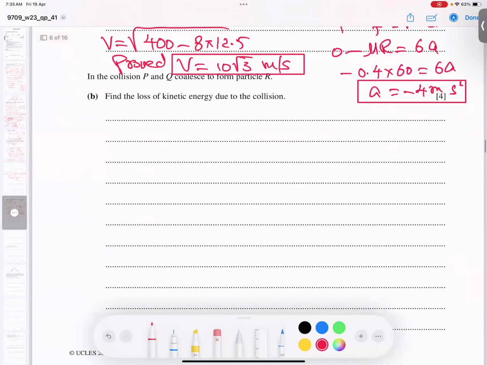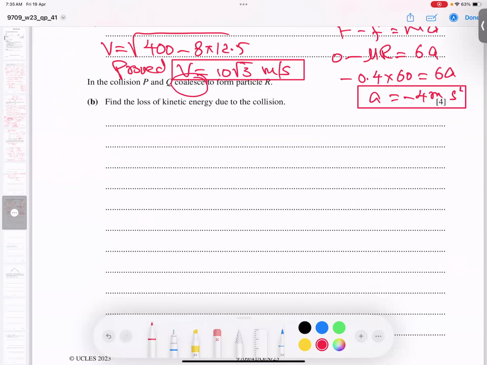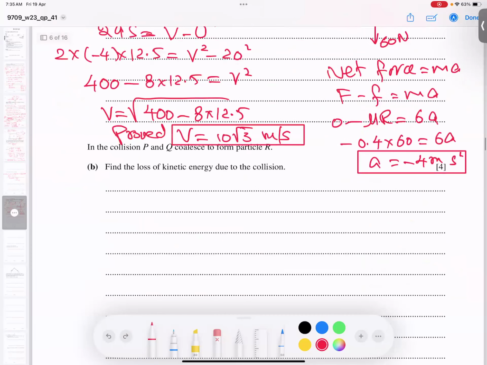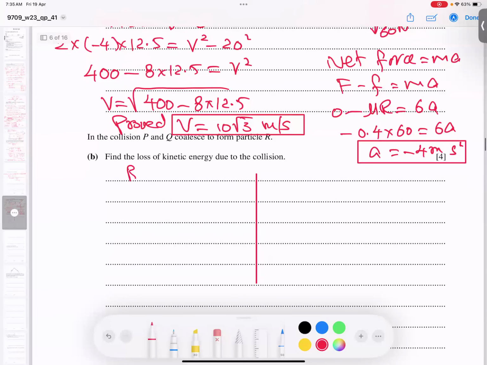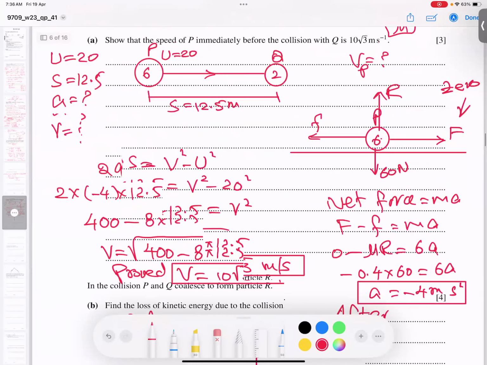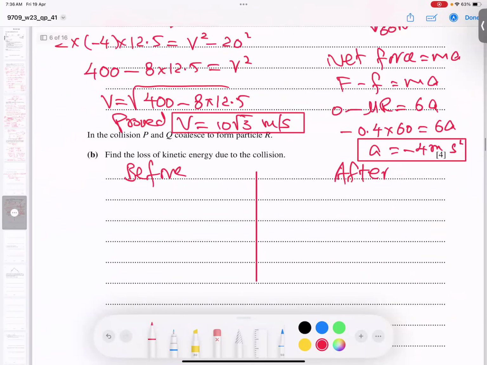Let's talk about the next part. In the collision, P and Q coalesce. Here we make before collision and after collision. This is before collision. Before collision, you know it very well: 6 is going towards 2. There's a P particle, there's a Q particle, there's a 6, there's a 2. Let me copy. This is before collision, and here is after collision. Students, this is after collision.